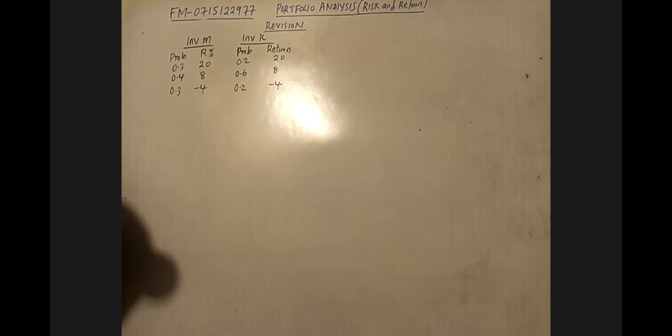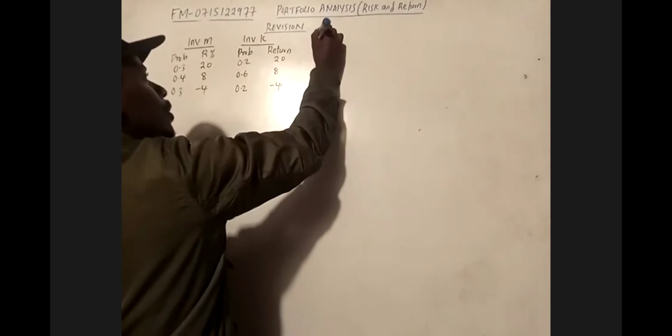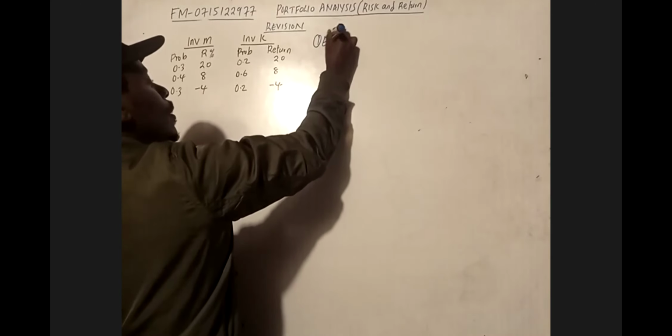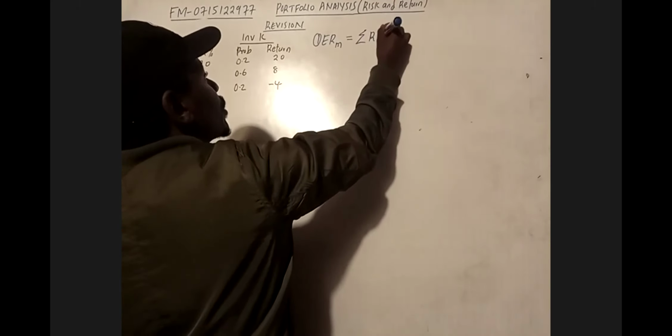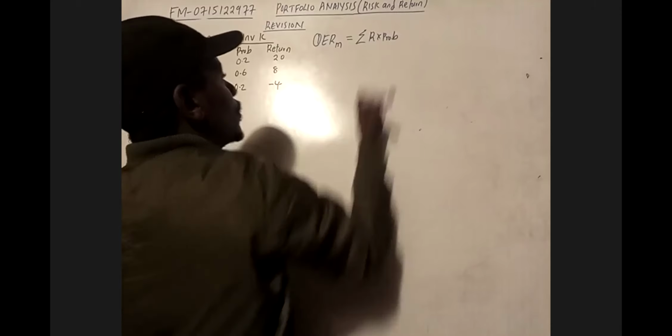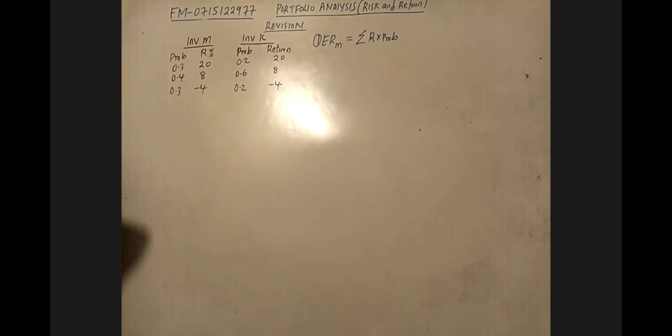Let us start with requirement number 1. Let's compute the expected return of investment M, which is equal to the summation of return and probability. The summation of all the probabilities is the summation of all the 3 probabilities.